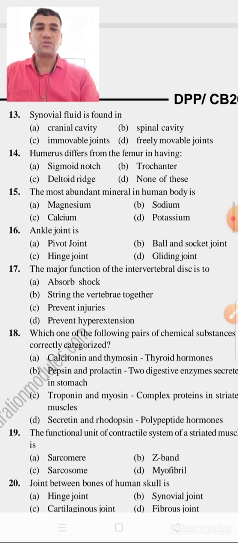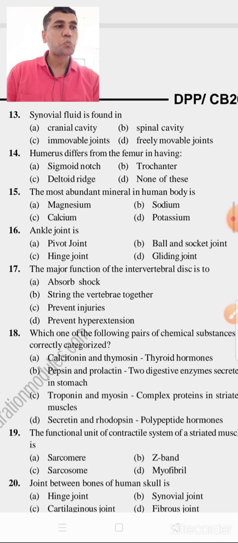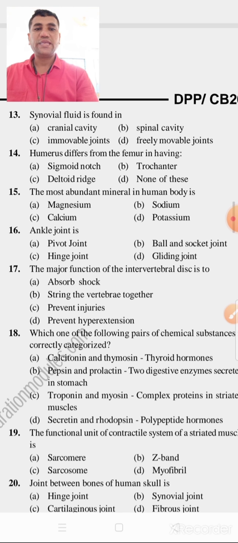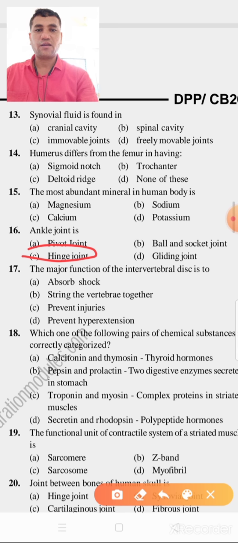Ankle joint is called pivotal joint, ball and socket joint, hinge joint and gliding joint. Already we know that the ankle joint is also called a hinge joint. So here there is one type of movement, so it is the hinge joint, C option.